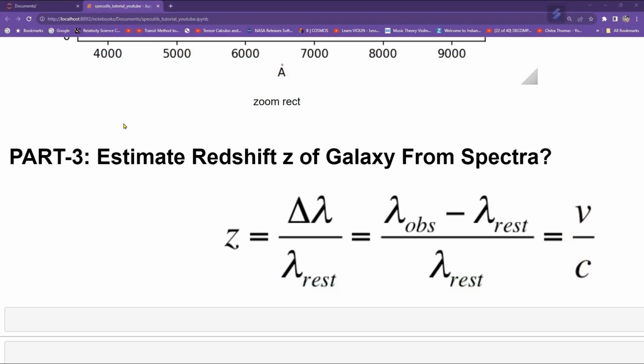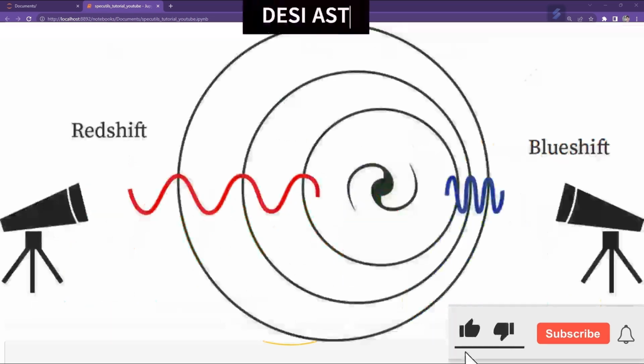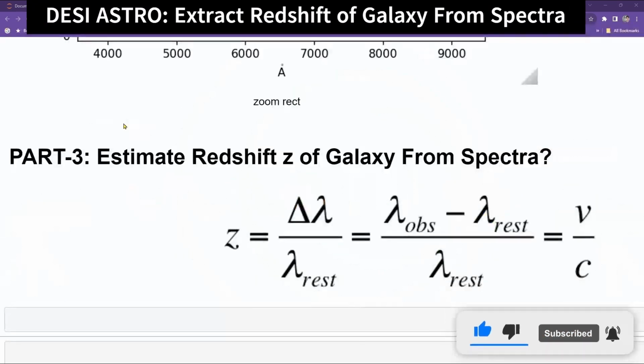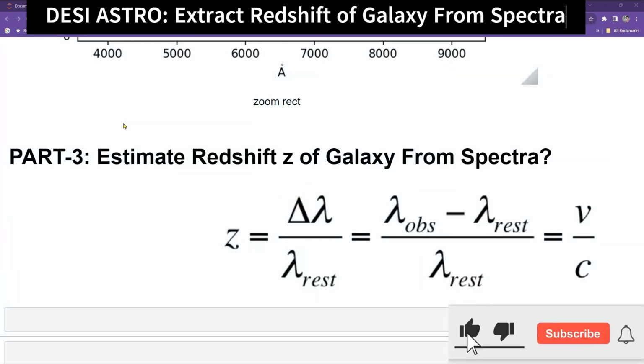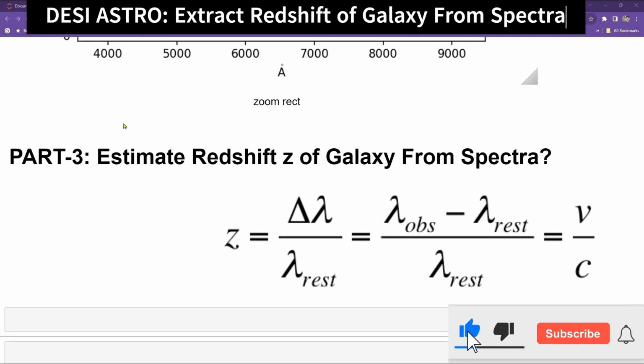Welcome to the ASTRO. In this part 3 tutorial on Specutils, we are going to estimate the redshift of a galaxy from a spectrum. Redshift tells us how fast your galaxy is coming towards you, or how fast it is going away from you. That can be defined in terms of spectral wavelength, which is delta lambda by lambda rest, where delta lambda is lambda observed minus lambda rest, or in the rest frame, divided by lambda rest, which is also equal to v by c.